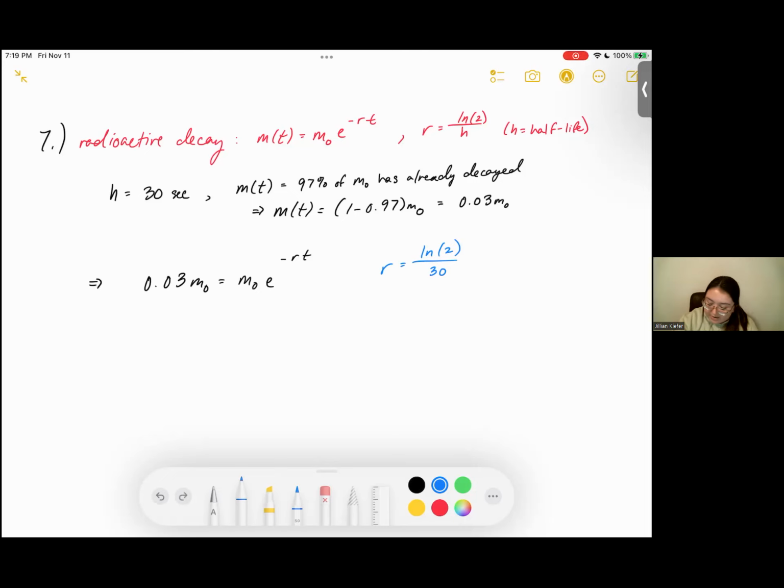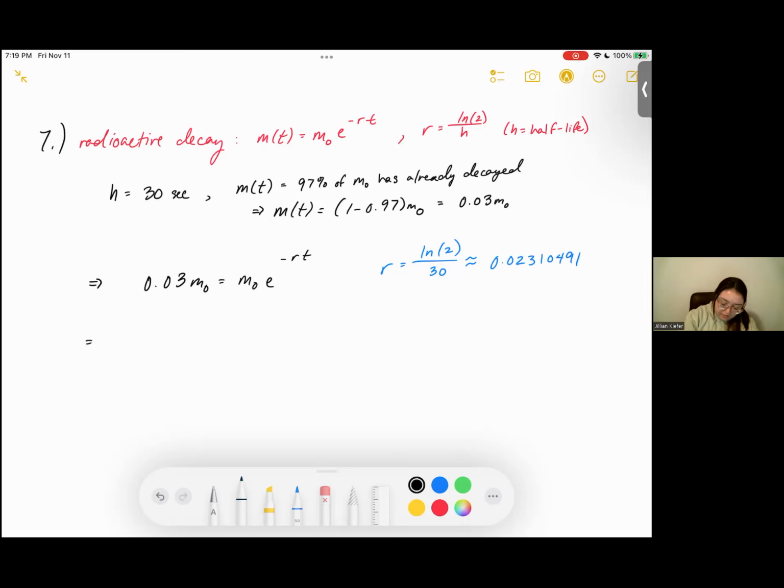We're going to use 8 decimal places because remember, we want to have this as accurate as possible. This is about 0.023104991. So we have the value of r now, so we can go ahead and plug that into our equation. We've got 0.03 M naught is equal to M naught times e to the power of negative 0.023104991 t. All right.